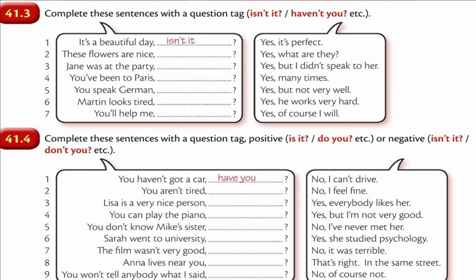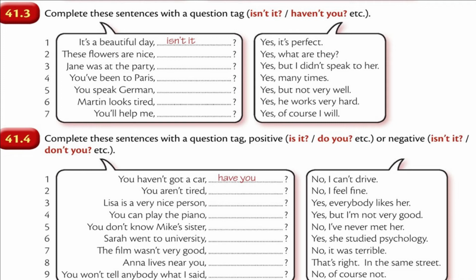41.3. Complete these sentences with a question tag. Isn't it? Haven't you? Etc. Number 1. It's a beautiful day. Isn't it? Yes, it's perfect. Number 2. These flowers are nice. Aren't they? Yes. What are they?